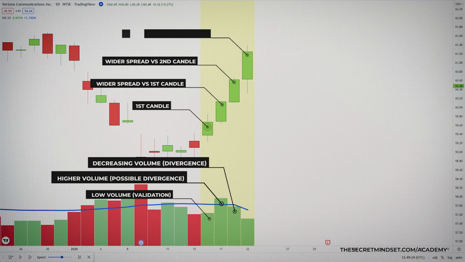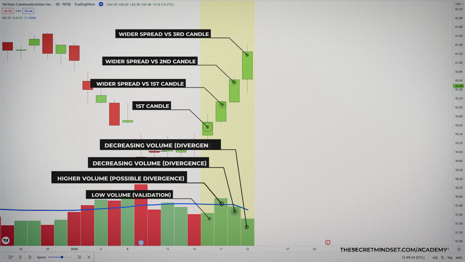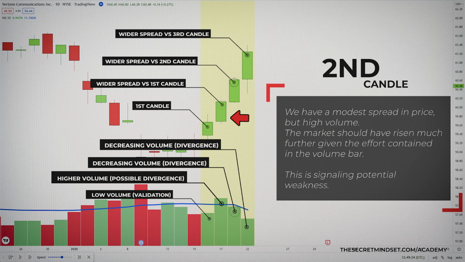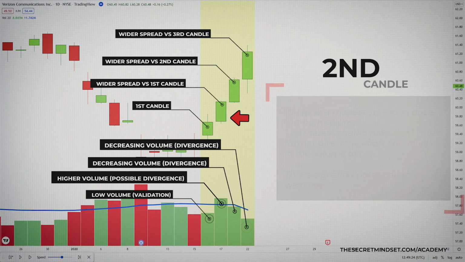Another warning sign. The fourth candle then forms and closes as a very wide price spread, but the volume is even lower. We now have several divergences here. On the second candle, we have a modest spread in price, but high volume. The market should have risen much further given the effort contained in the volume bar. This is signaling potential weakness.